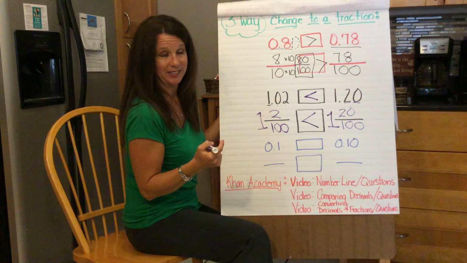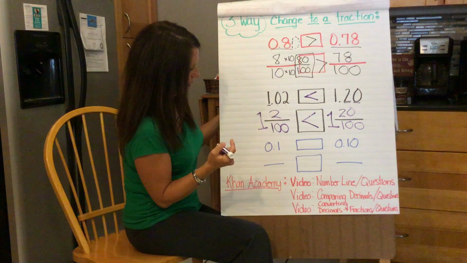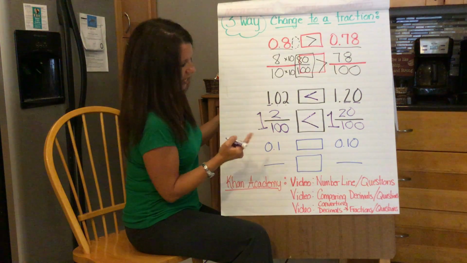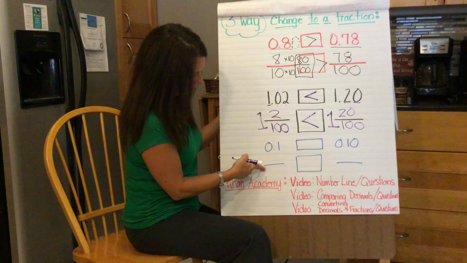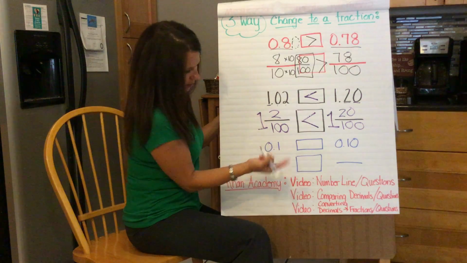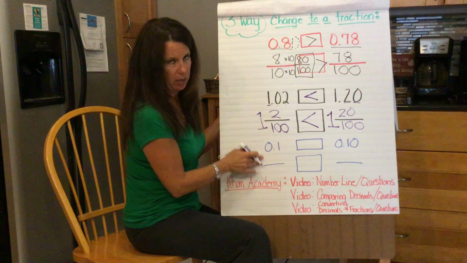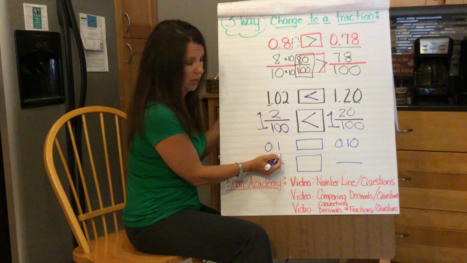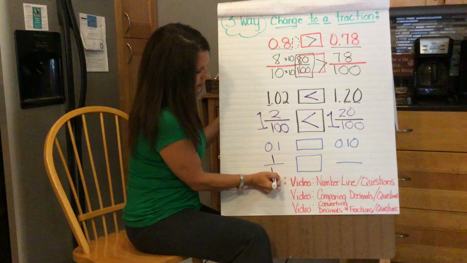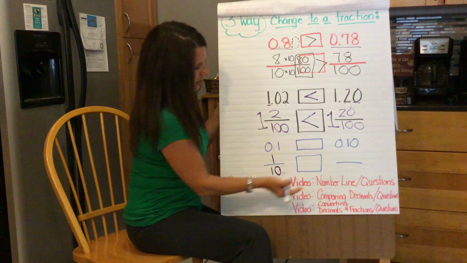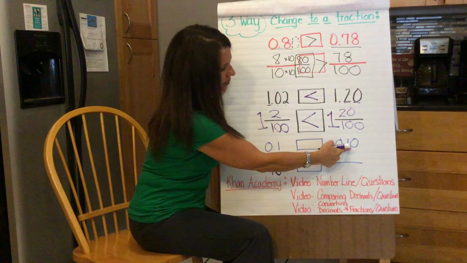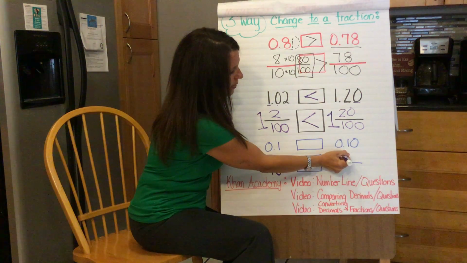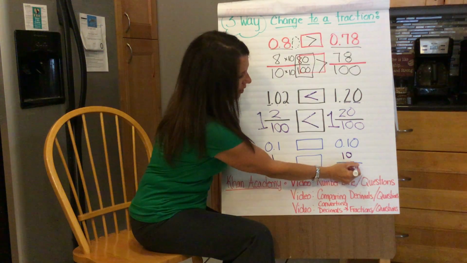Okay? All right, and then let's look at this one. Changing it to a fraction. 0.1, we don't have a mixed number again, so we don't have to worry about any whole numbers. So that's saying this is in the 10th spot, right? So that's saying I have 1 tenth. This is saying it's in the 10th spot. There's a 0 there. So it's saying I have 10 out of 100.